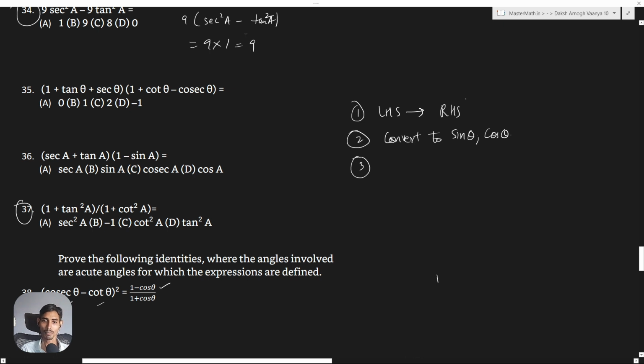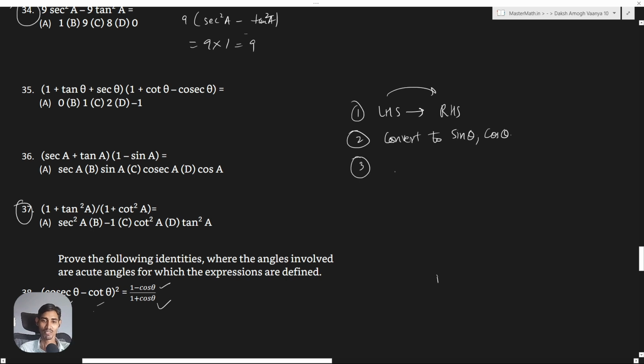So first thing is, we'll keep an eye on the RHS. Start looking at the RHS, what is present. So suppose cos is present, and here in the 38th question we have cosecant and cot in the left hand side. So we have to move from LHS to RHS. Second thing is, convert everything to the simpler terms, simpler trigonometric ratio, also known as sine and cos.